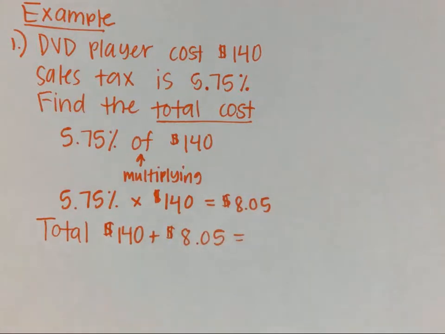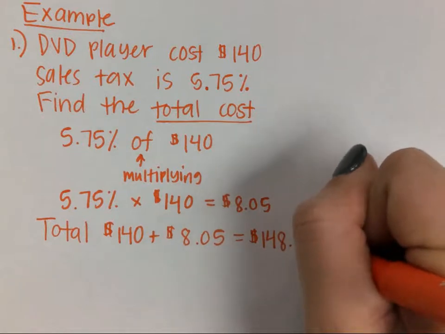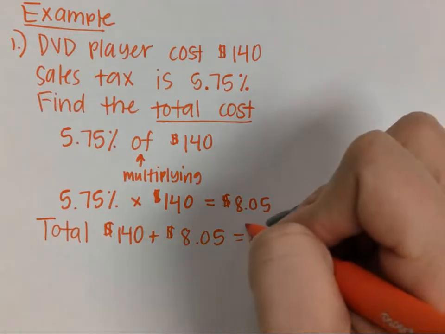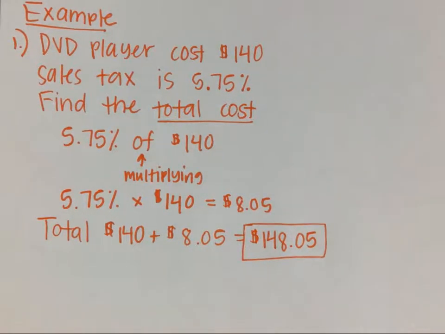Okay. So when I add those two together, I get $148.05. That is how much I am paying for the DVD player in total. Remember, whenever we're dealing with tax or tip, it's money that we're dealing with, right? So that means you'll be rounding to 2 decimal places, always. Questions on that?